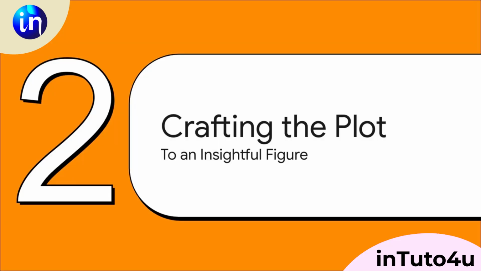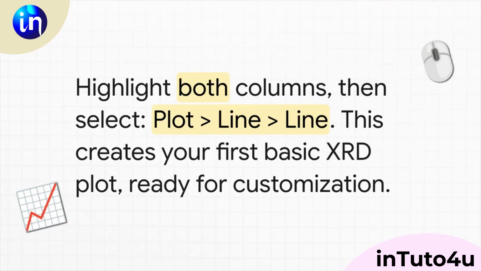All right, our data's in, it's labeled. Now for the fun part. Let's actually craft the plot. This is where we go from just a basic chart to a figure that actually gives us some real insight. So how do we make the plot? It's ridiculously easy. Just highlight both columns of your data, then head up to the Plot menu, find Line, and click it. And voila, you've got a plot. Now, it's a start. It shows the data, but it's pretty plain. We can do so much better.